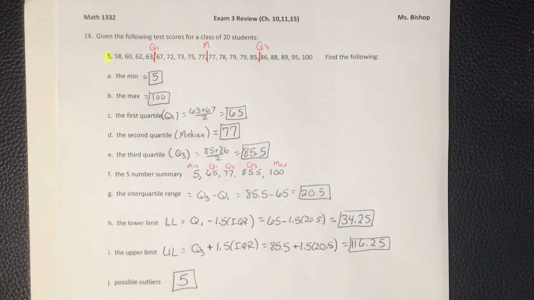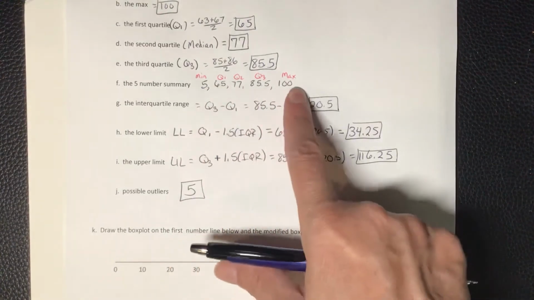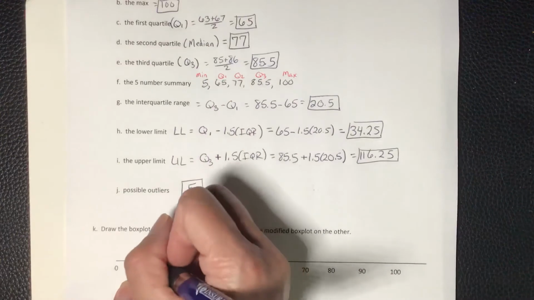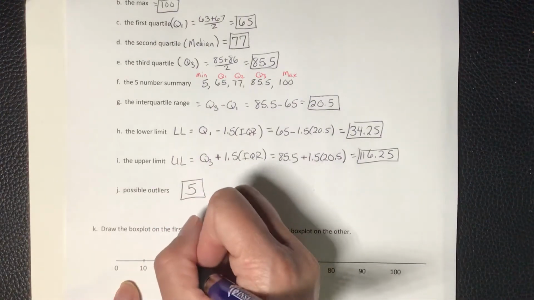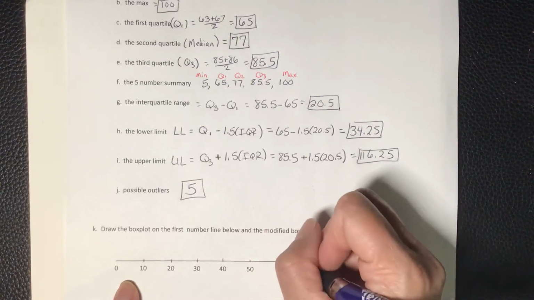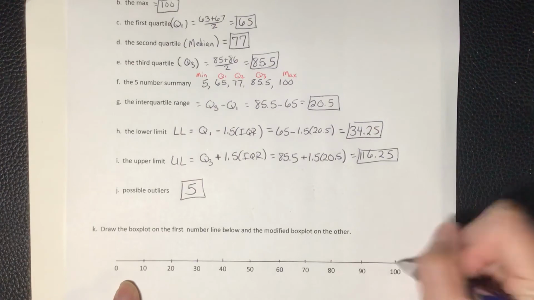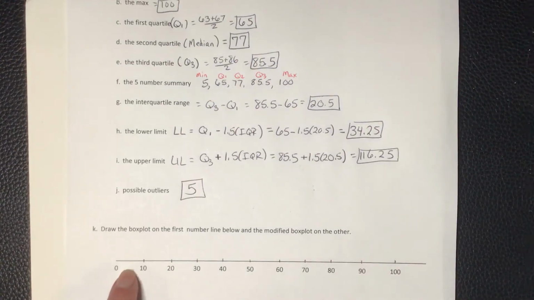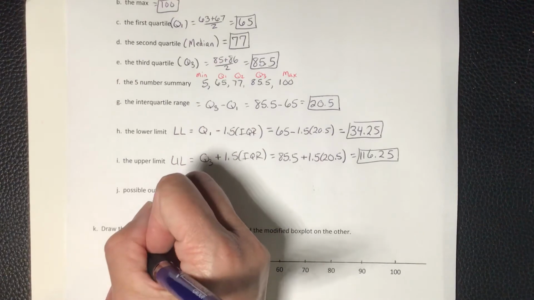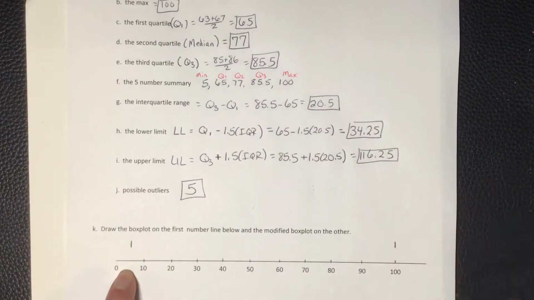All right, so now I want to make my box plot. What I'm going to do is use these 5 numbers. I'm going to start with the minimum. If it makes you feel better, you can mark your number line here. It might make me feel a little bit better. Make it a little easier to see. So the 5 is going to be halfway between the 0 and the 10. So that's my minimum. My maximum's 100, so I'm going to put a mark on the 100 as well.